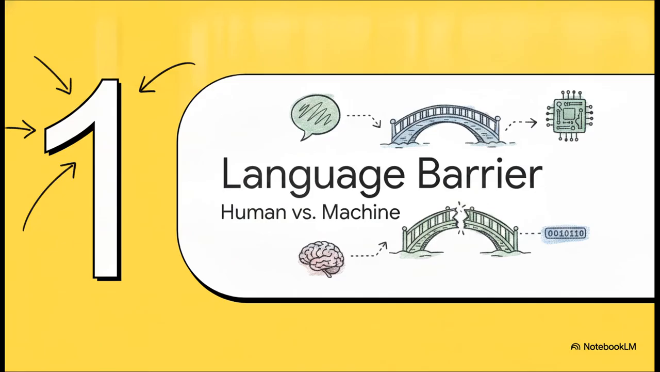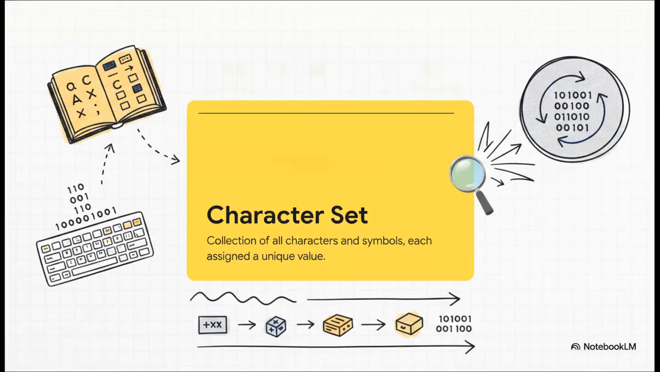The language barrier, bridging the gap between human and machine. To actually bridge that gap, we need a translator. And in computer science, that translator is called a character set. Think of a character set like a massive lookup table. By definition, it's the collection of all characters and symbols that can be represented by a computer system. The real magic here is that every single letter, digit, or symbol in this set gets assigned its very own unique numeric value. When you press a key on your keyboard, your computer doesn't actually see a letter. Instead, it checks this table, finds the unique binary value for that specific key, and just processes the math.